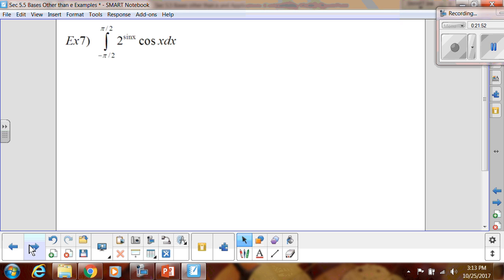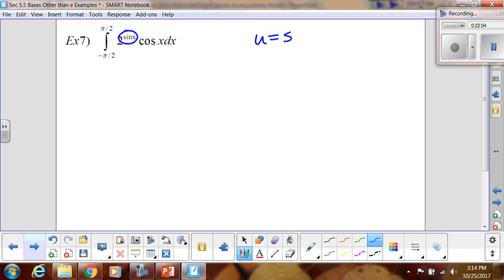All right, we're getting close to the end. We've got the integral of 2 to the sine x times cosine x. So hopefully you see that u should be our power here. All right, so u is sine of x. Du is equal to cosine of x dx. So we have both the u and the du. So I'm going to have 2 to the u du.